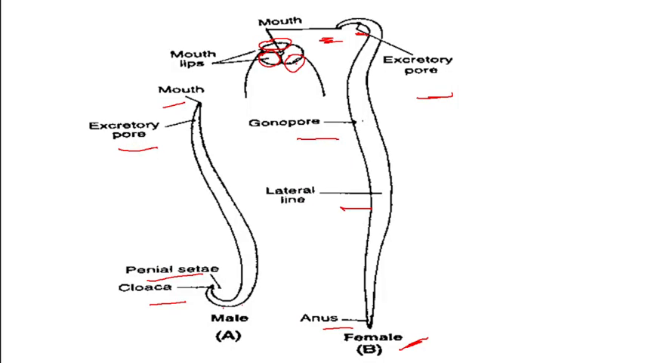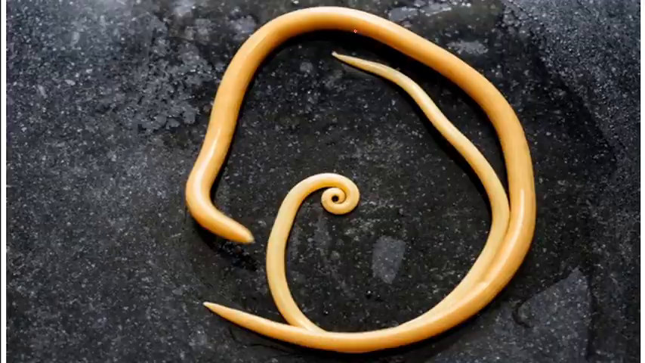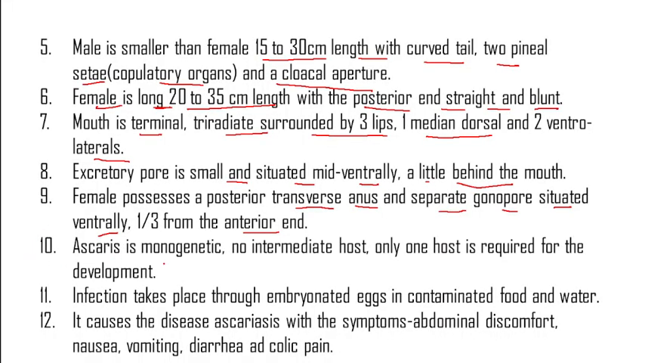यहाँ पे देखा था ना आपने, anterior end है, ये रहा anterior end से 1/3 distance पे gonopore present होता है. Ascaris is monogenetic. Monogenetic मतलब इसका सिर्फ एक ही host होता है. Only one host is required for development. Infection takes place through embryonated eggs in contaminated food and water. It causes the disease Ascariasis with the symptoms abdominal discomfort, nausea, vomiting, diarrhea and colic pain. ठीक है, अगर आपको ये exam में practical में आता है तो आपको disease ज़रूर mention करनी है, और disease के क्या symptoms होते हैं ये comment आपको ज़रूर mention करना होता है.